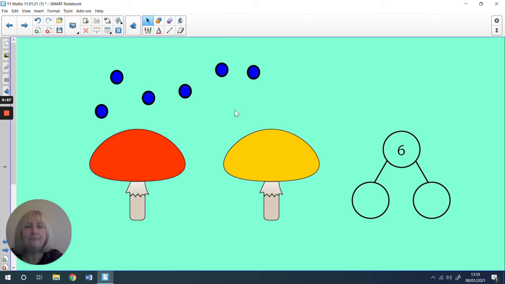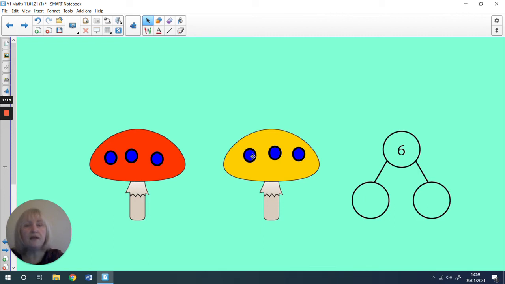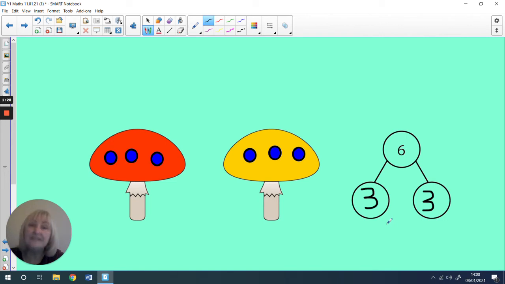So we're going to split up that 6 into 2 parts. Some will be on this toadstool and some will be on the yellow one. So let's see. I'll put 1, 2, 3 on this side, and I might put 3 on that side. So the 2 parts would say 3 and another 3, because 3 add 3 equals 6. 3 plus 3 is 6 altogether.